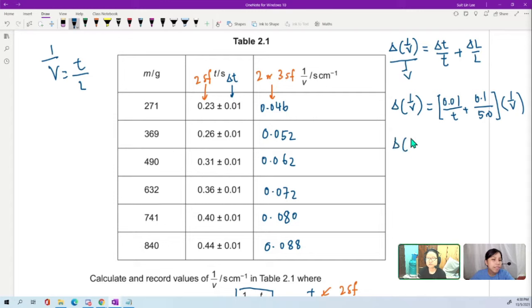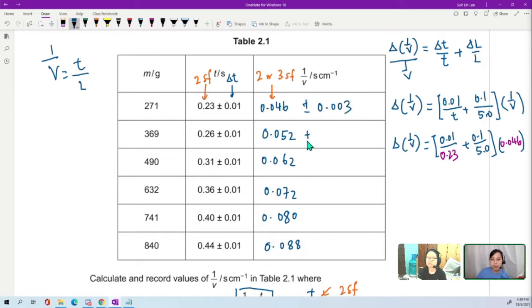So for the first, I'm just going to do it for the first one, okay? So for the first one, what you will do is you will substitute all this with the values. So the values, I'm going to use a different color. The time is 0.23, and the 1 over v is 0.046. So we press calculator, we got 0.003.